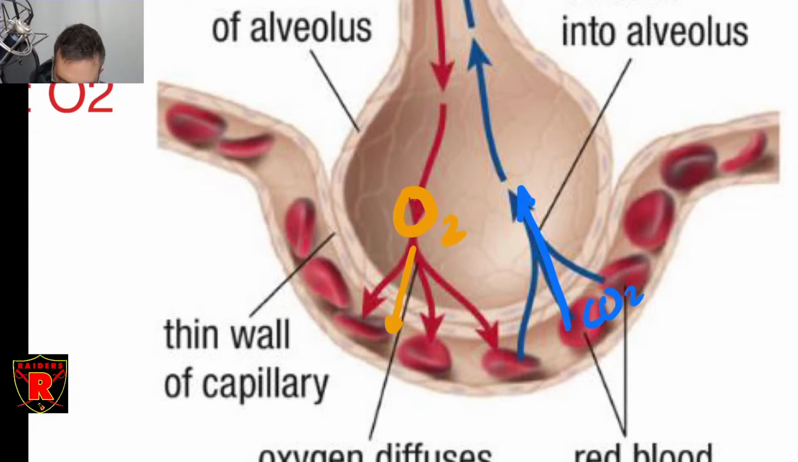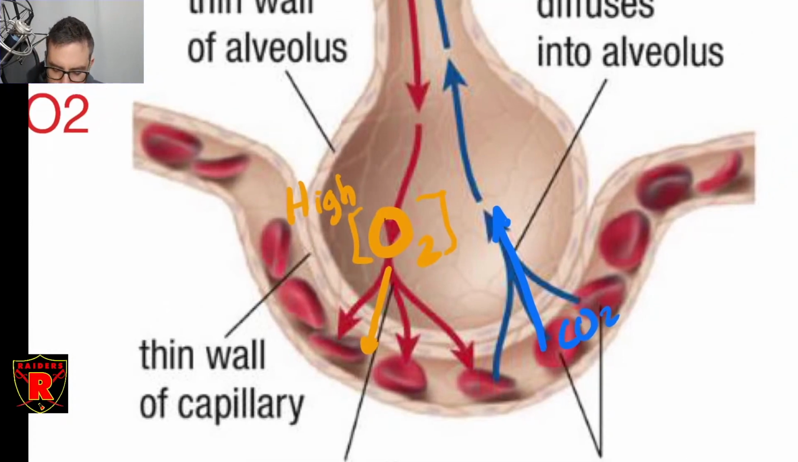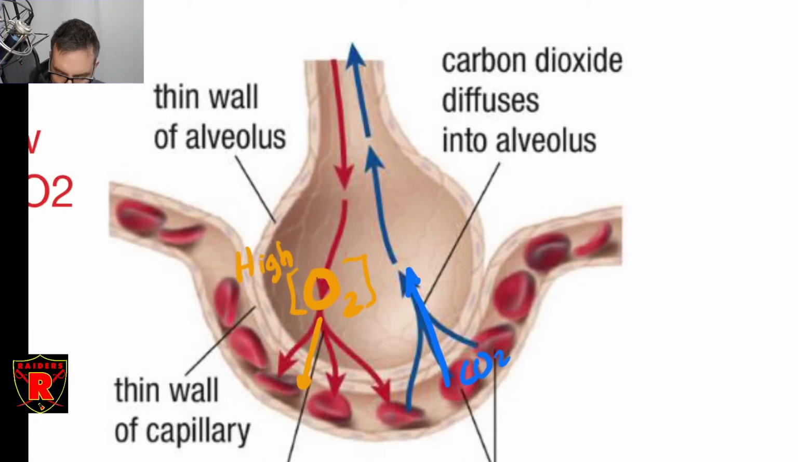Oh, I should have done this in a different color. Orange is hard to see. By the way, the square brackets mean concentration of. I'll just note that off to the side here.